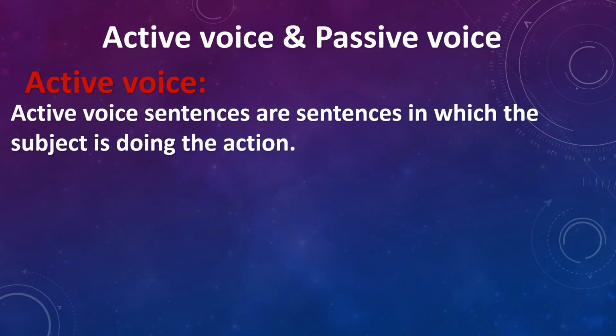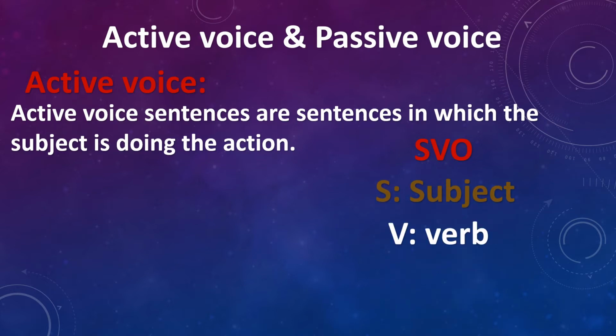Active voice sentences are sentences in which the subject is doing the action. In the active voice sentences, we know the subject and we know that the subject is the one who is doing the action. That's why the active voice sentences are marked by SVO. S for the subject and V for the verb and O for the object.